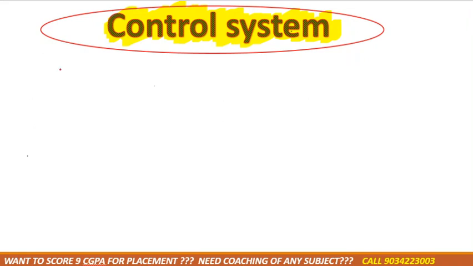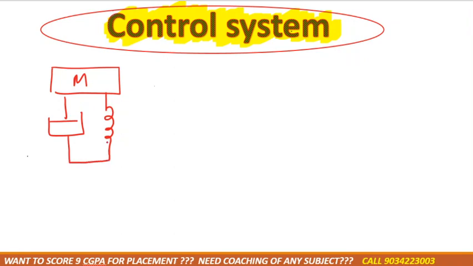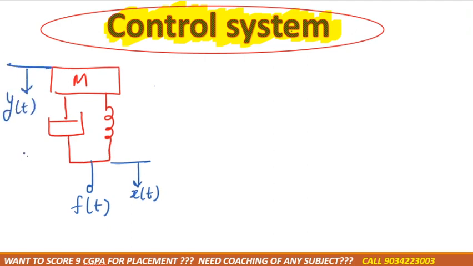Now question number 4. They have given you mass, damper, spring, and that is connected to a single point. They have mentioned F of t, it is displaced x of t, and movement is given as y of t, right? You need to calculate again Y of s divided by X of s. Now see how you can do these kinds of questions.